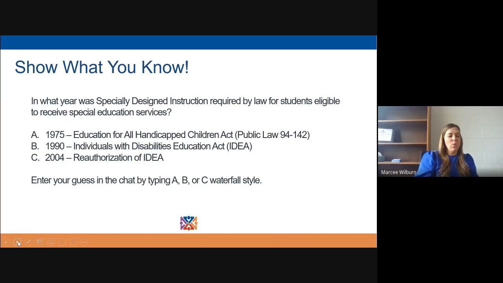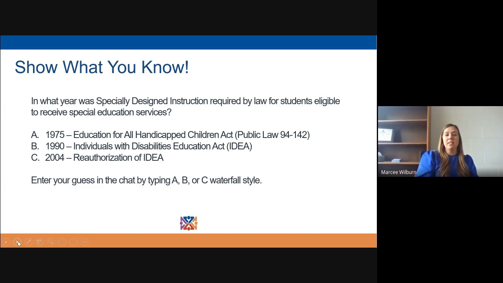So let's show what you know. We're going to do this in a waterfall style, which means that you are going to enter A, B, or C based on what you think the correct answer is, but don't put it in the chat just yet. I will say 1, 2, 3, go, and then you can add it to the chat all at the same time so that we can see what people's answers are.